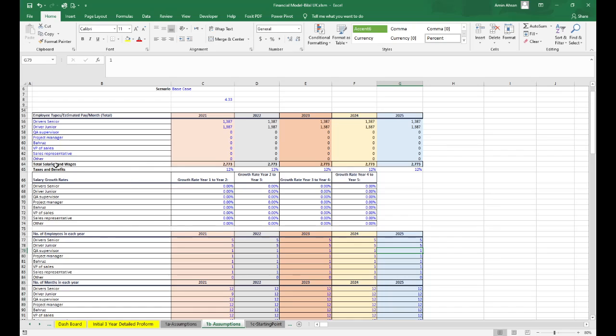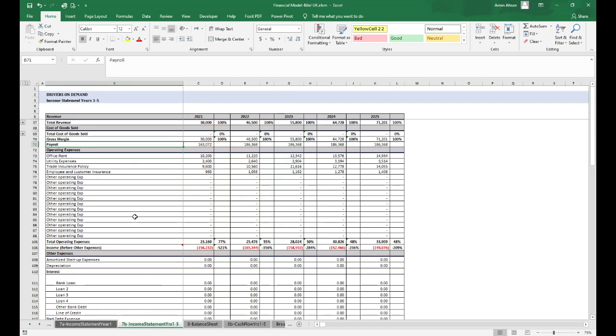So here are other taxes and benefits. Apart from salary, we are going to pay them 12% salary benefits. If you don't want to pay them salary benefits, you can put it 0, but I have kept it at 12%. If you want to see the effect of salaries, you can see that payroll is 163,000 pounds in first year, in the second year 186,000, and so on.